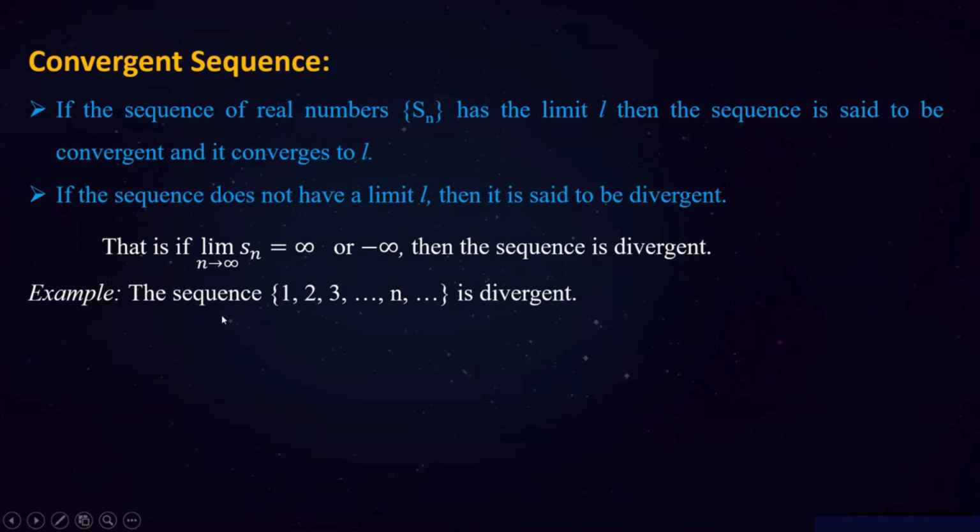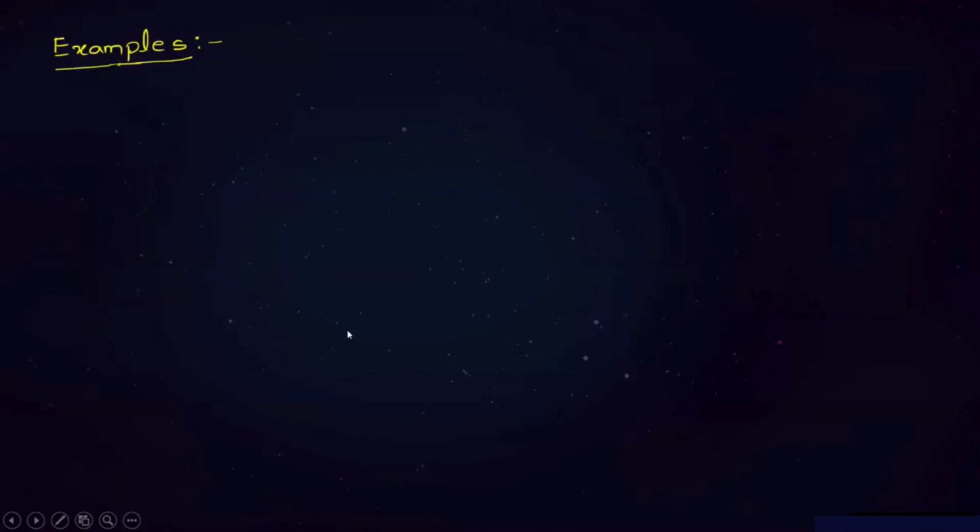And remember, if you look at this example here, the sequence 1, 2, 3, and so on, n, it is a divergent sequence, because when n approaches infinity, all the numbers go towards infinity. Now, keeping that in mind, you can just refer to these examples.